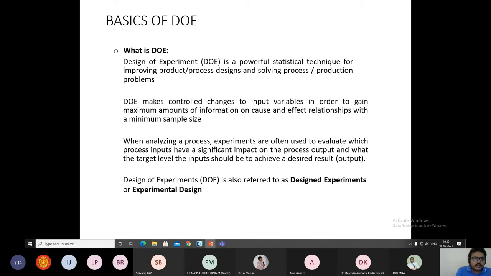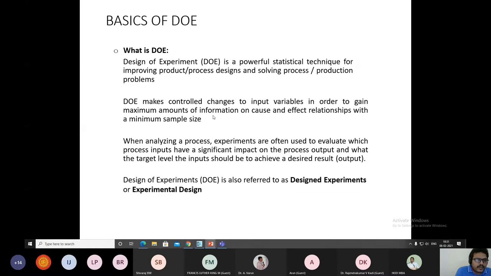So DOE makes controlled changes to input variables in order to gain maximum amount of information on cause and effect relationships with a minimum sample size, right? This is the main advantage of DOE. It makes controlled changes to input variables in order to gain maximum amount of information on cause and effect relationships with a minimum sample size. Means the sample size will be minimum. So it targets to reduce the sample size. However, it also controls the changes to input variables for giving the maximum amount of information, right?